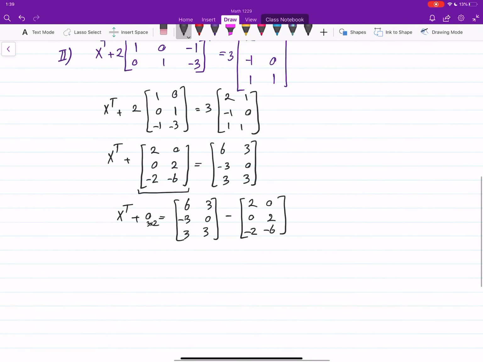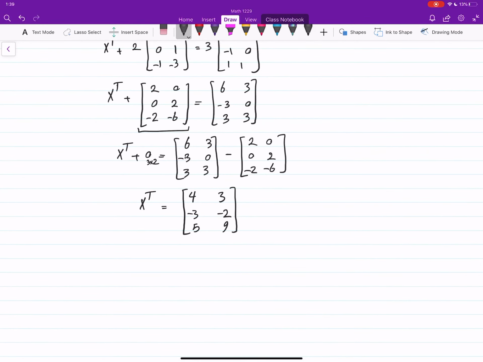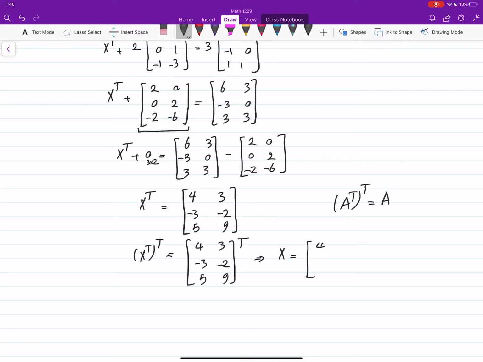If we add these things, first of all, X transpose or any matrix added to the 0 matrix with the same dimensions, you will get the matrix back. Here we're subtracting, we get 4 here, 3 there, negative 3, negative 2, and then a 5, and we have 9. Well, what we found is X transpose. How am I supposed to find X itself? Remember the property that the transpose of A transpose is itself. So we transpose both sides. And as a result, we get X on the left-hand side. On the right-hand side, we get 4, negative 3, 5, and 3, negative 2, 9. That is the variable we were looking for.